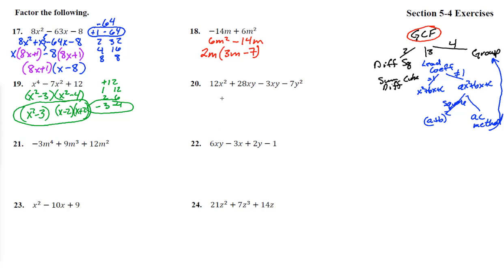Number 20. Can we pull out a greatest common factor? We need to remember to say that every single time.